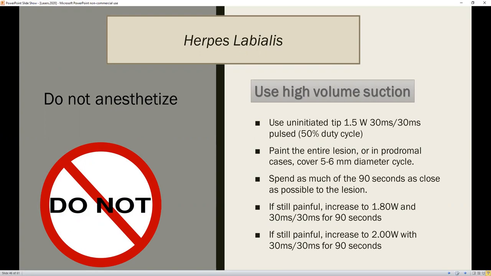Now we have the wonderful equipment, the PureVacs, to do that with, but you want to prevent further exposure to any of the bacteria. So you use an uninitiated tip at 1.5 watts for, again, 30 seconds at 50% pulsing, and you just paint the entire area. Or in the prodromal case, before the outbreak occurs, you're covering about a 5 to 6 millimeter diameter circle, and you spend as much as 90 seconds as close as possible to the lesion. And if pain still persists, you can increase to 1.8, like we said earlier.